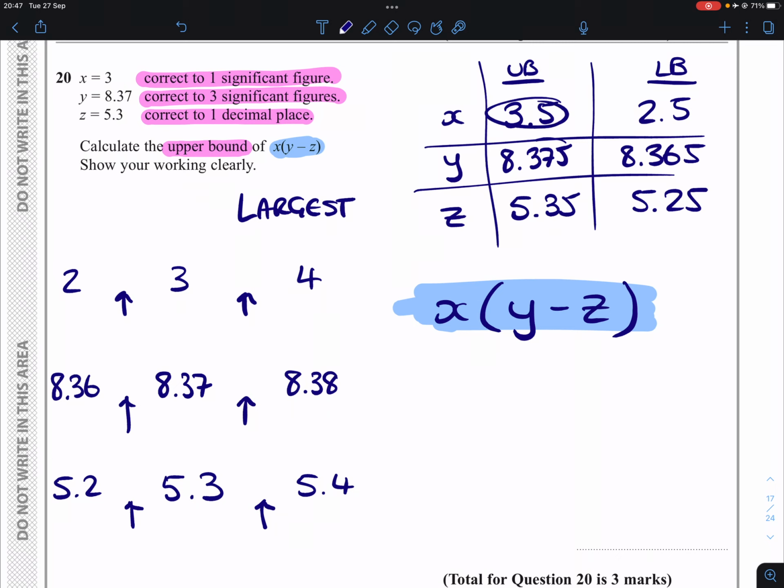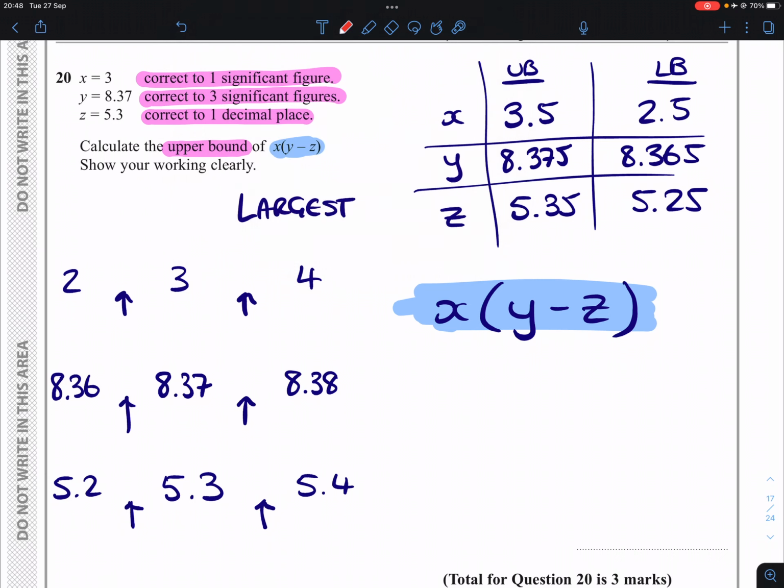So you could sub in upper, upper, upper into this formula and get an answer. You could sub in upper, upper, lower. You could sub in upper, lower, upper, upper, lower, lower, lower, upper, upper. The point I want to make is that if you try every single possible combination, one of those answers will be the biggest possible, and the biggest possible will be our upper bound. But if you have an idea about which number should go where, that's preferable. The only reason I mentioned this is because you have a guaranteed way of finding the answer if you try every possible combination.